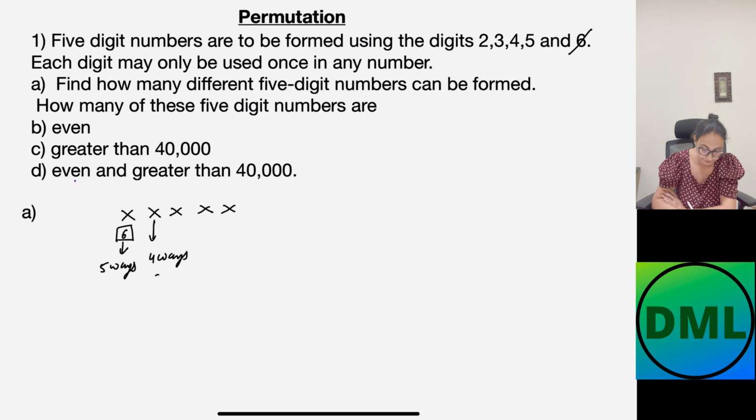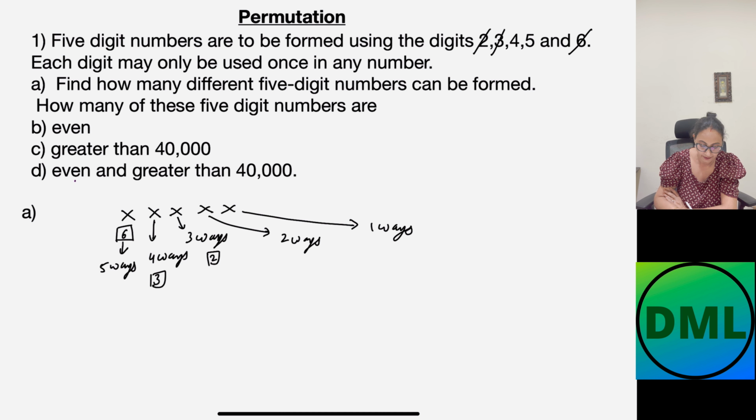Let's suppose that you filled 3 here. Then 3 is gone. The next digit can be filled in 1, 2, 3 ways. This place can be filled in 3 ways. Let's suppose that you filled 2 here. Now 2 is gone. The next place can be filled in 2 ways, either 4 or 5. The next one will be filled in 1 way.